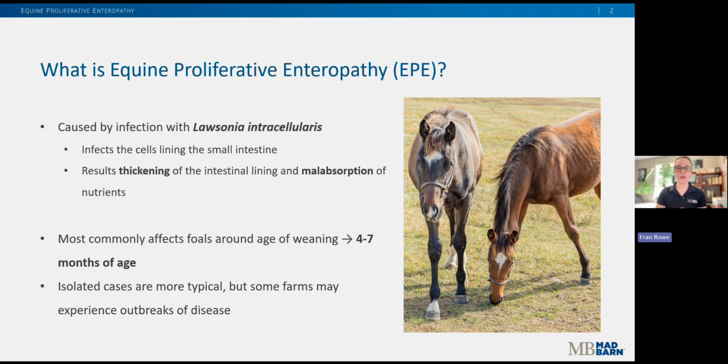of the gut. It is a disease of young horses, pretty much exclusively, and most frequently seen in foals aged anywhere from 4 to 7 months. Generally, isolated cases on a farm are seen, so maybe one foal in a herd is affected, but some farms may experience outbreaks of Lawsonia if there are a large number of susceptible foals.